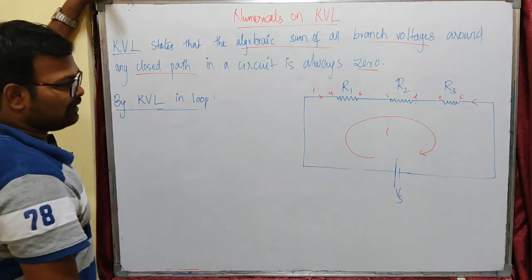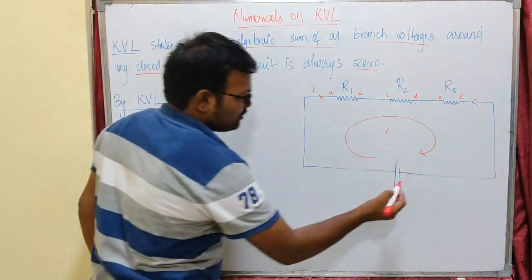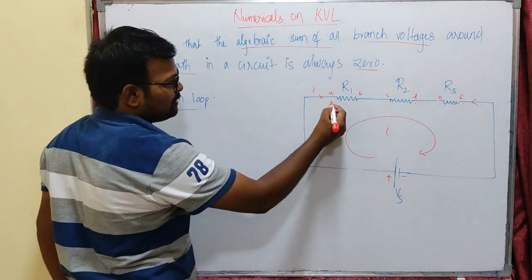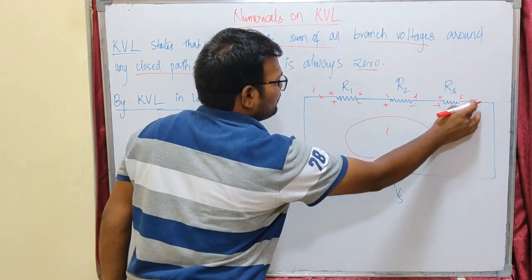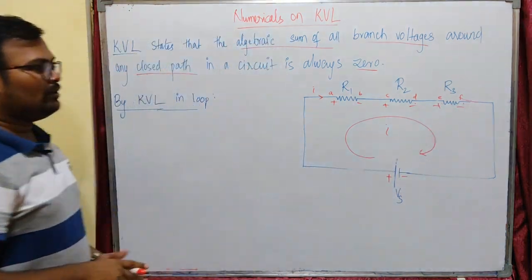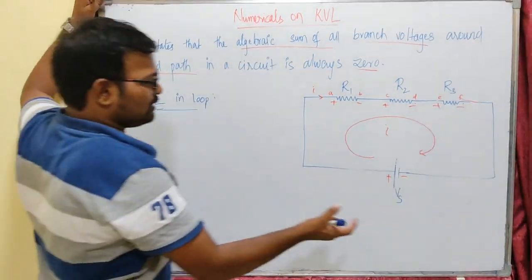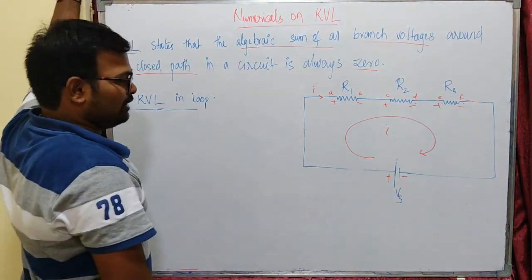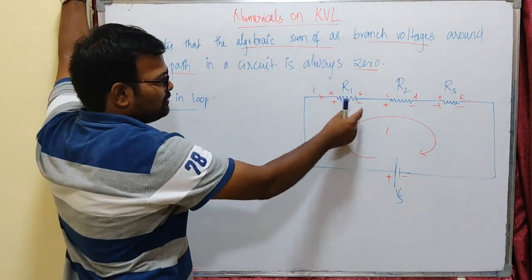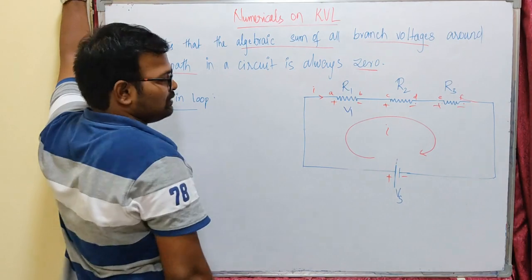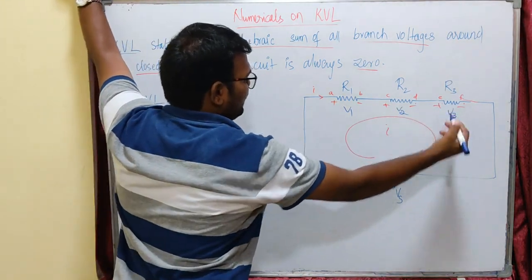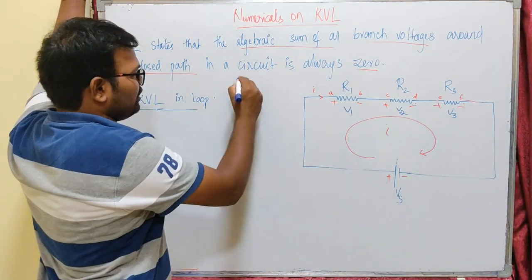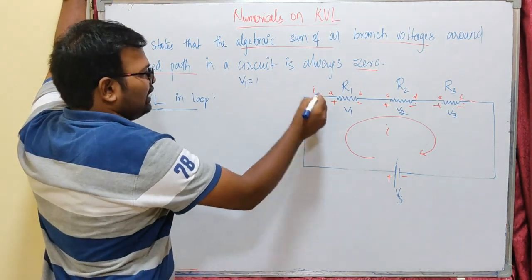So what is KVL here? I am going to consider the first terminal of each element. So this will be plus, and the terminals of the resistors are positive because current is entering here, positive, negative, positive, negative. Now we are going to write voltages here. This is the voltage source, and this is a resistor. The voltage across this resistor is V1, and the voltage across resistor R2 is V2. Similarly R3 is V3. You know that V1 equals the current through the resistor I and R1.